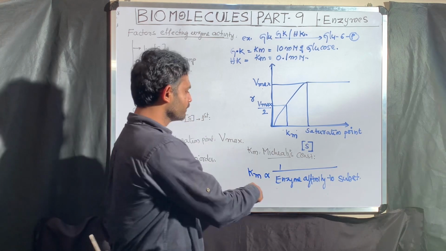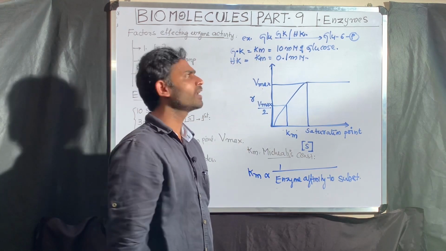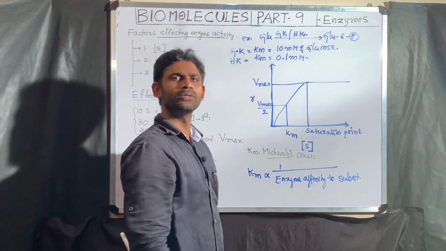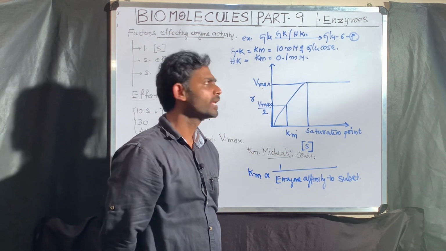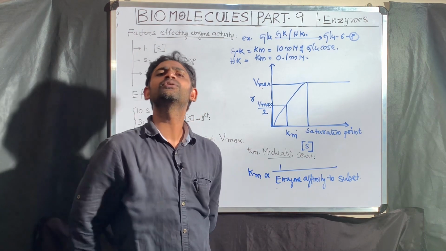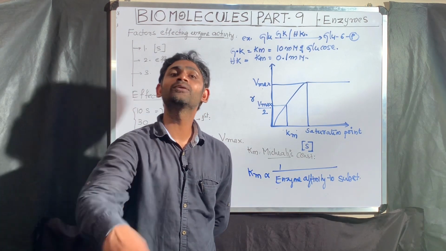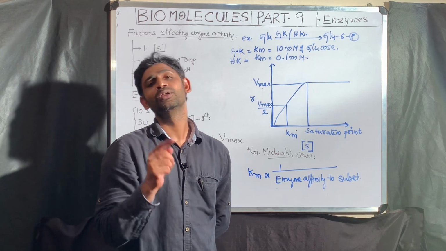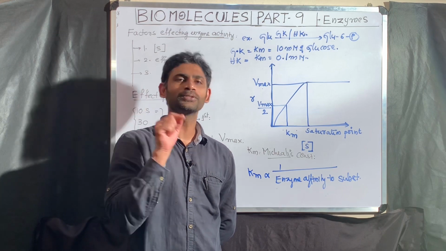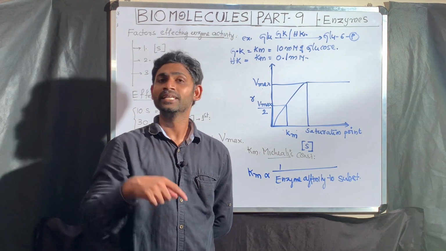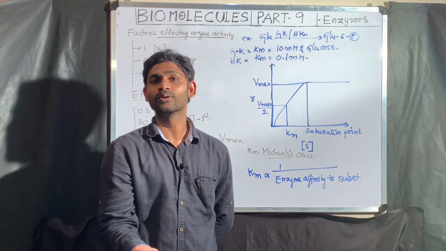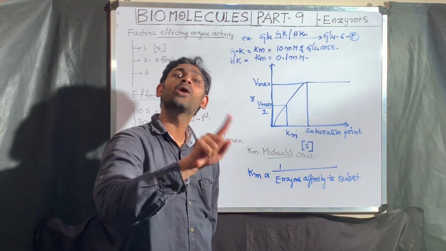That means, which enzyme has the lower Km value? That is hexokinase, right? That means, among hexokinase and glucokinase, hexokinase has more affinity towards glucose than glucokinase. But you need to remember, both hexokinase and glucokinase have affinity towards glucose. I am telling you hexokinase has the greater affinity towards glucose than glucokinase.